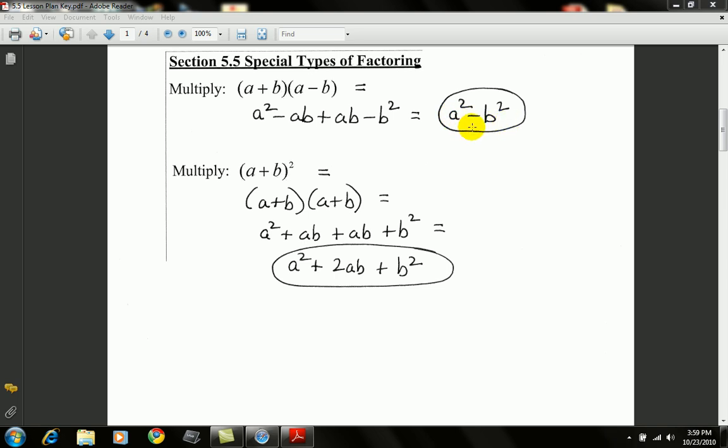This formula is referred to sometimes as the difference, because of subtraction, of two perfect squares. That's a good name to know. You're going to be using it soon.